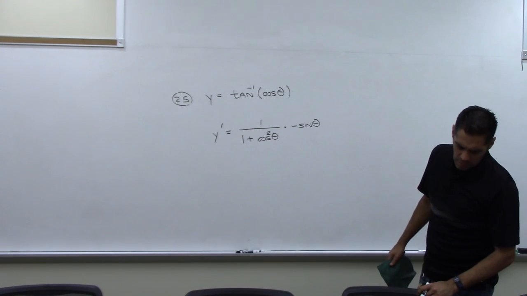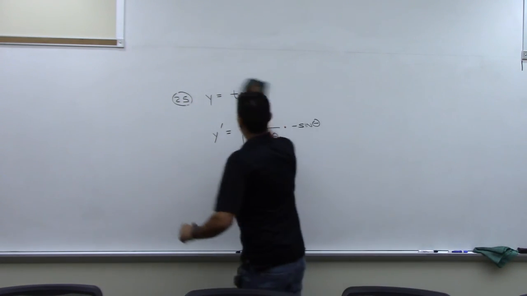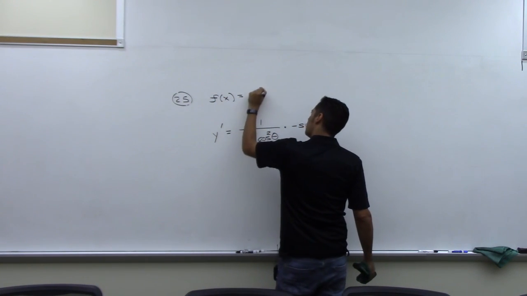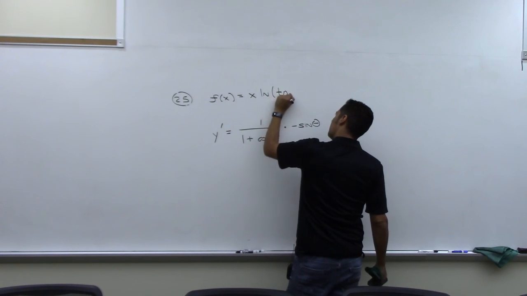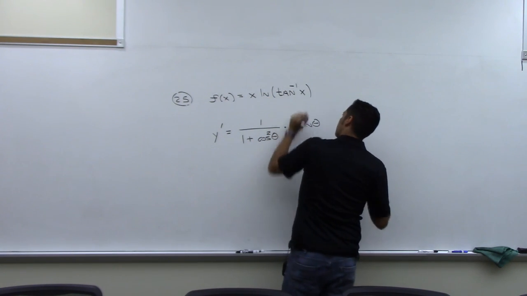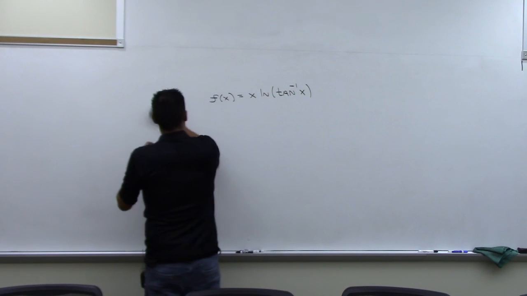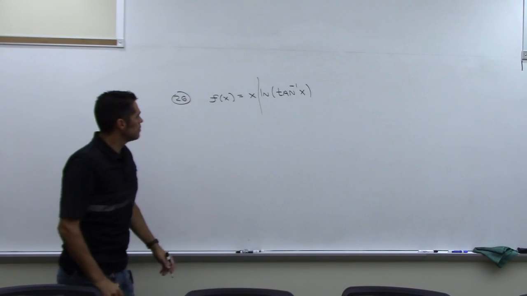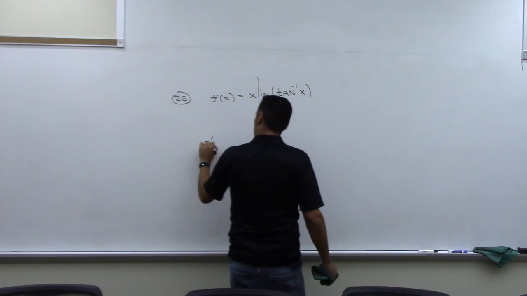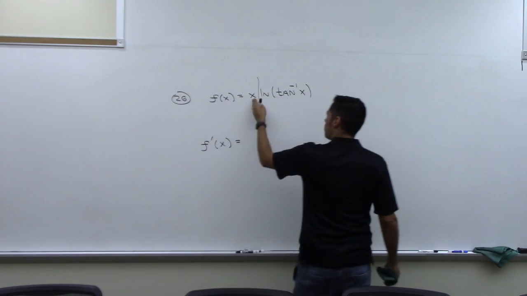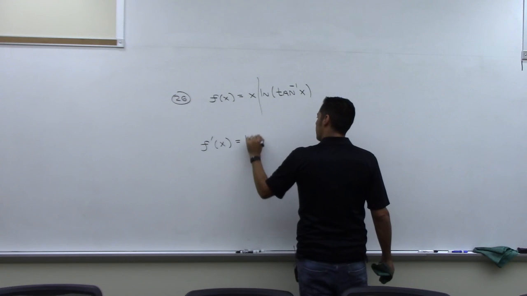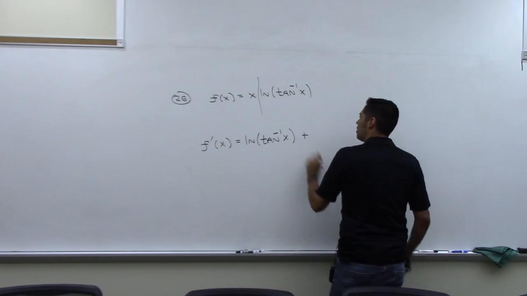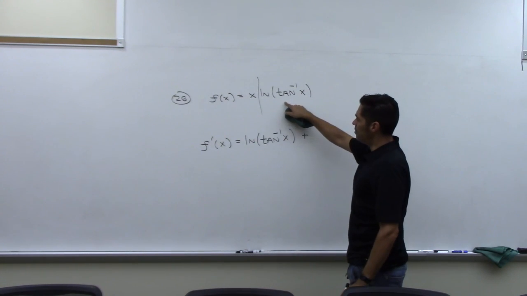X natural log arctan x. F of x equals x natural log of arctan of x. Product rule. Derivative is the derivative of the first one times the second one. So since the derivative of x is 1, this is just this. Plus the derivative of this. Now this is a chain rule.